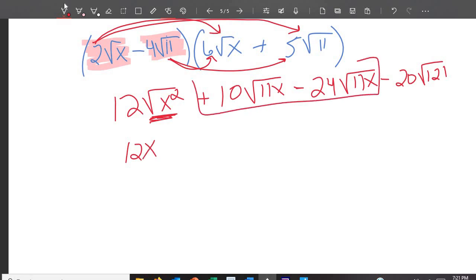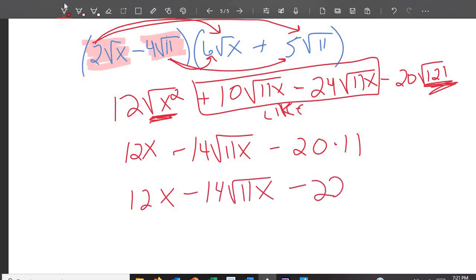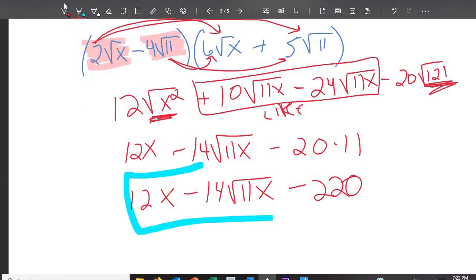These are like terms, so we can add those together. So we'll get minus 14 square root of 11x. I can simplify that. It's negative 20 times 11, and 20 times 11 is negative 220. Now, I can't do anything else on this one. This is the final answer. There's nothing else I can combine.